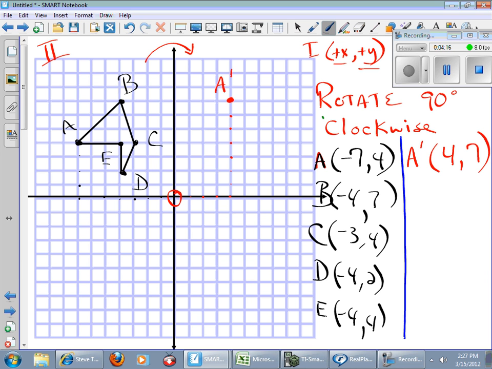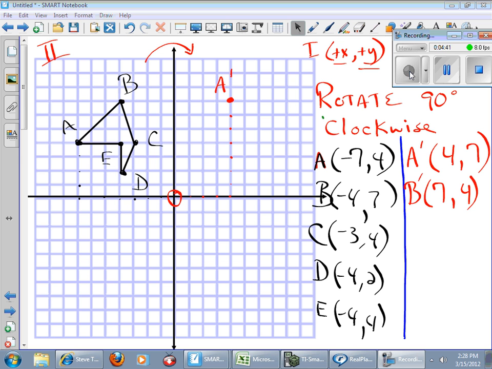Now watch, this is so cool, it's going to draw itself. B is at negative 4, 7. For a 90-degree rotation, all I do is switch the numbers, and then I say, well, I'm in quadrant 1, they both have to be positive. If I was in quadrant 3, they'd both be negative. If I was in quadrant 4, x would be positive and y would be negative. All right, so let me do B prime.